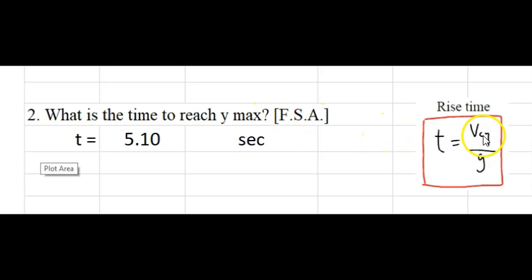We take Formula 3 and we solve it for t. Since the final speed at the top of the ascent is 0, this formula simplifies to t equals launch speed divided by gravity, which gives us 5.1 seconds.